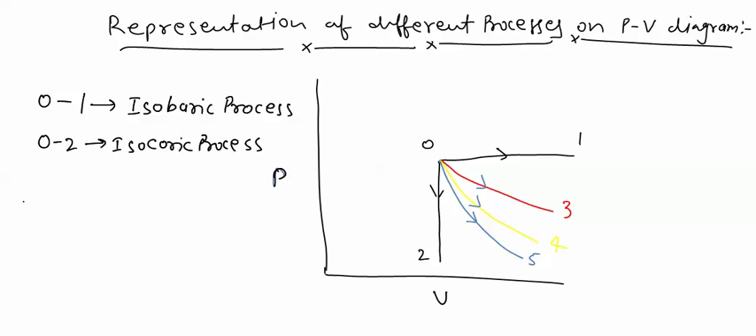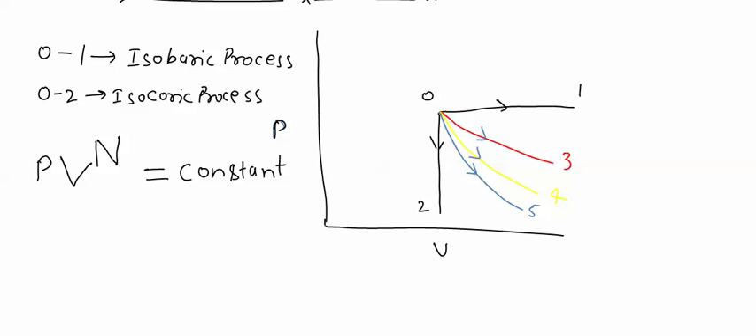Let's consider the representation PV raised to capital N is equal to constant. That is a very simple representation on the PV diagram, where N represents the slope. I'll just change the value of N and we will find the number of processes.